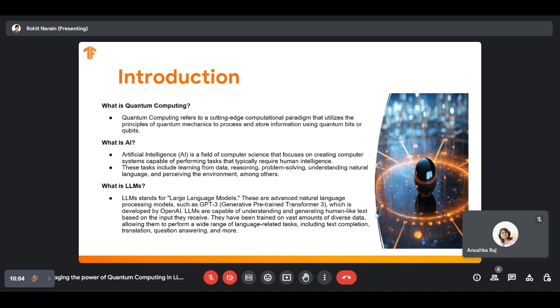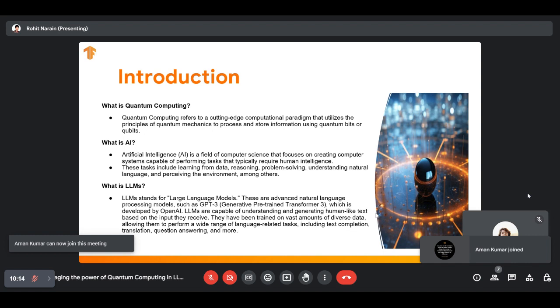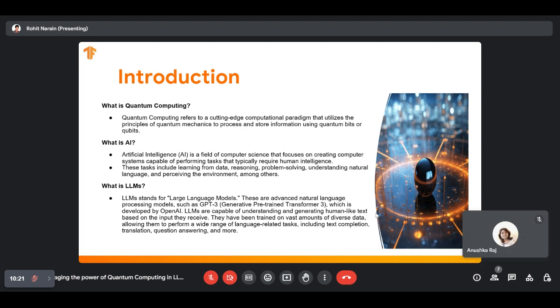Okay, so this is actually a purpose of AI that different models are doing right now. Next come the LLMs. If I talk about what an LLM is, it is a part of AI which deals with large language models. Large language models take advantage of natural language processing based models such as GPT-3.